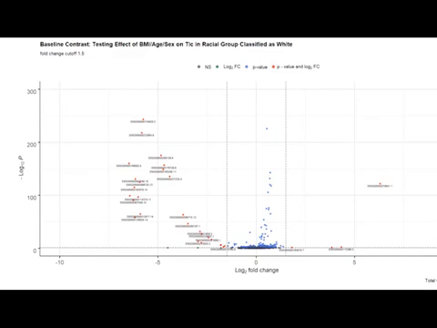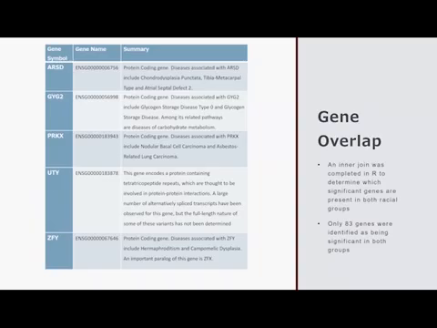Due to the unexpected nature of the volcano plots, an inner join was completed in R to determine which significant genes are present in both racial groups. However, only 83 genes were identified as being significant in both groups. Again, this shows far fewer significant genes than anticipated, especially for such a large study.